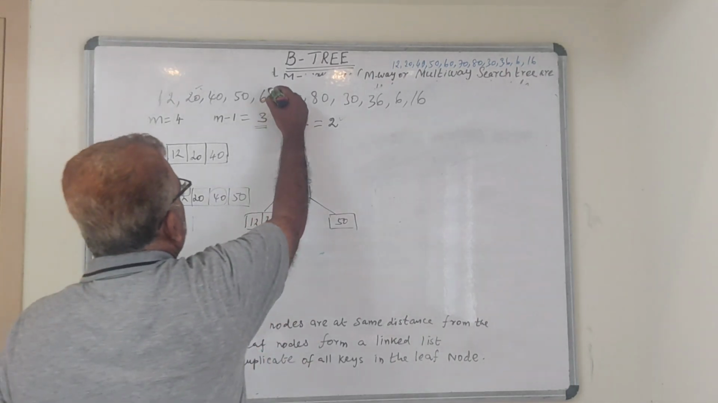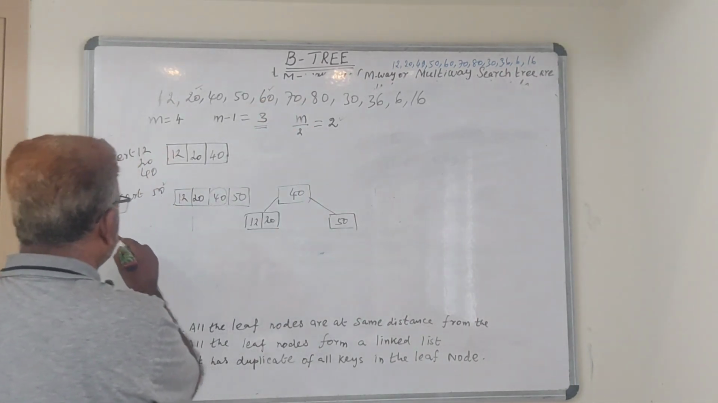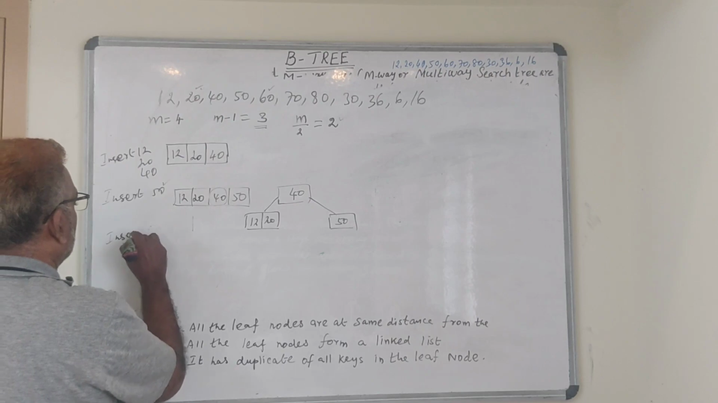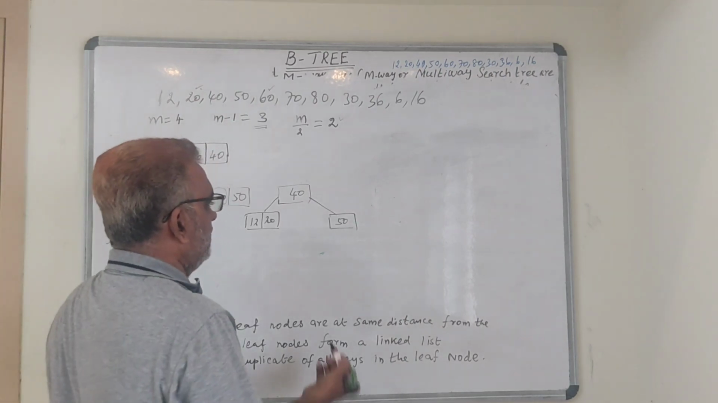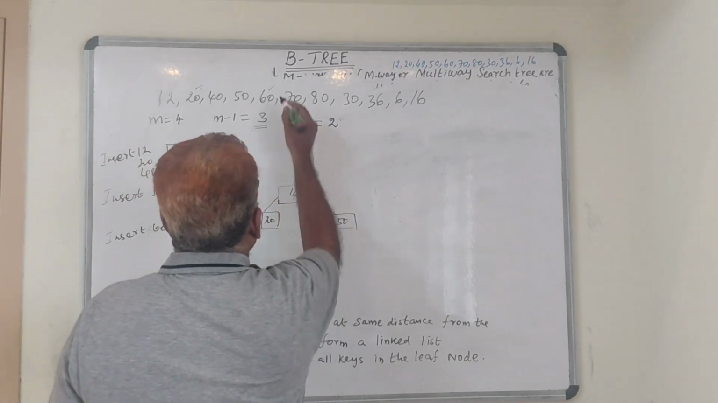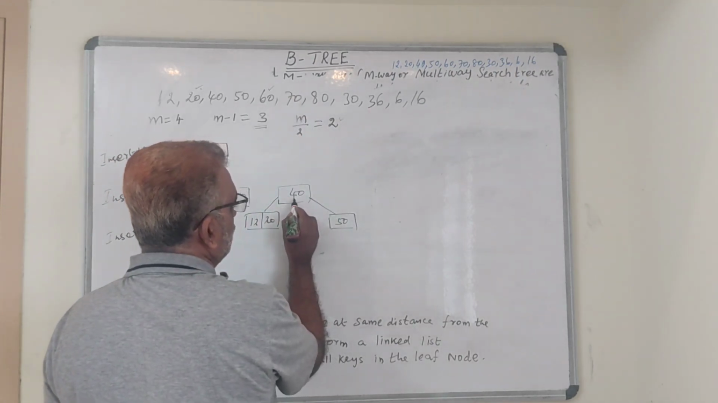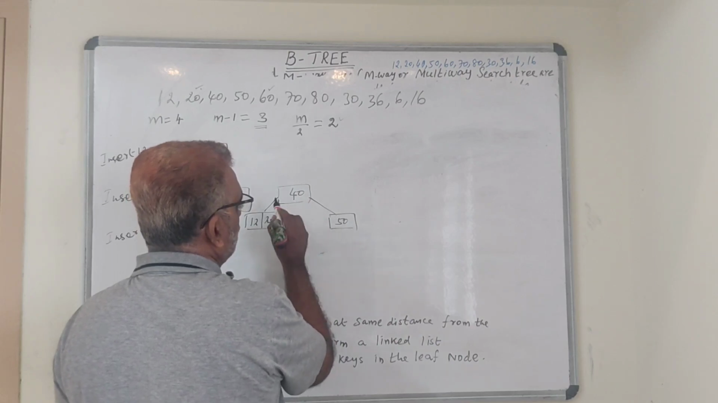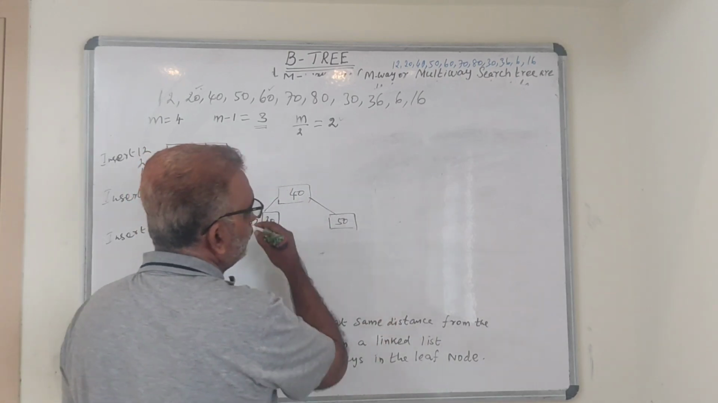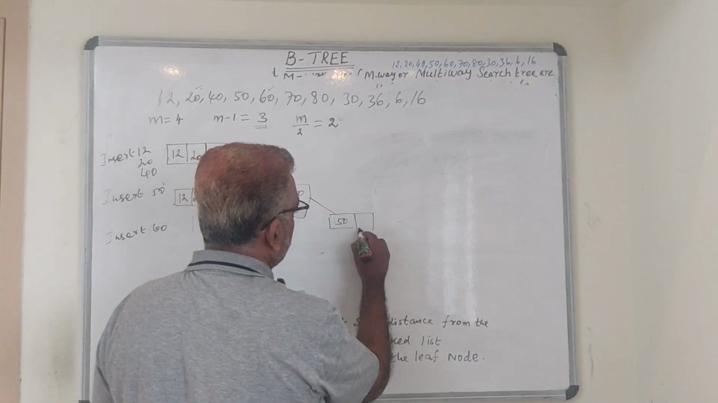Now the next value is 60. Insert 60. 60 can be inserted. Take the value and compare it with the root value. If the value is greater than the root value, take it to the right hand side. So 60 will be inserted here.